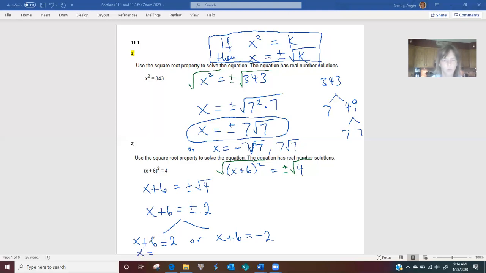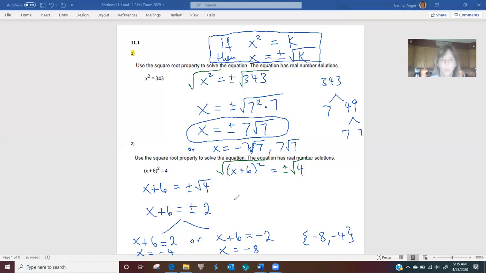So you would subtract 6 from both sides. Then x equals negative 2 minus 6, which is negative 8. So you should have two answers. This is a solution set, negative 8 comma negative 4. Do you see how it's not always plus or minus the same thing? Here, because this was already just something squared equals a constant, that was simple. This something squared is a binomial, so you're going to have to do just a little more work.